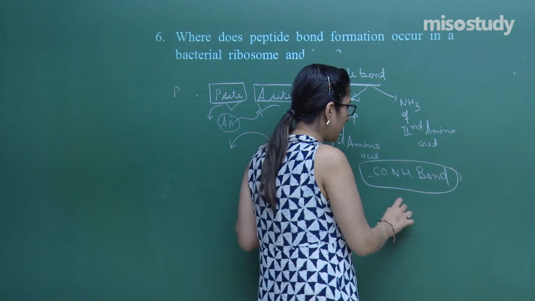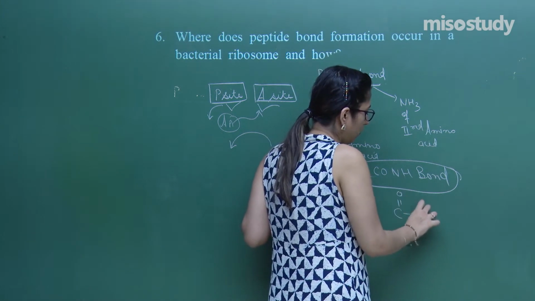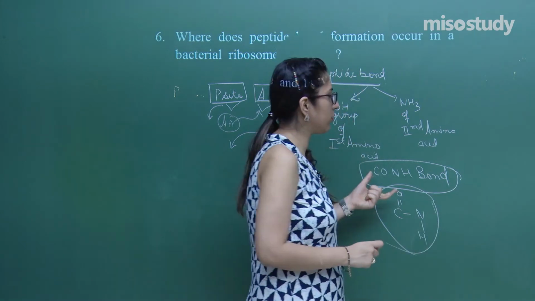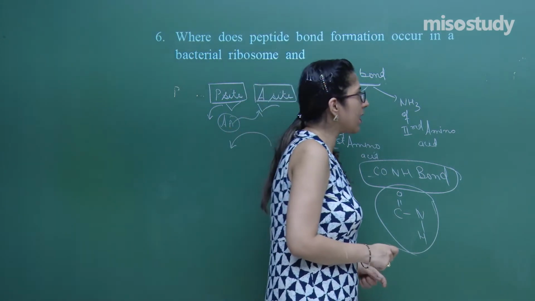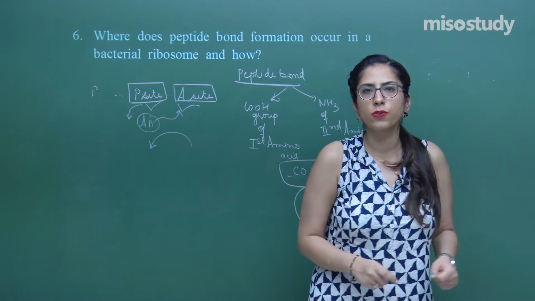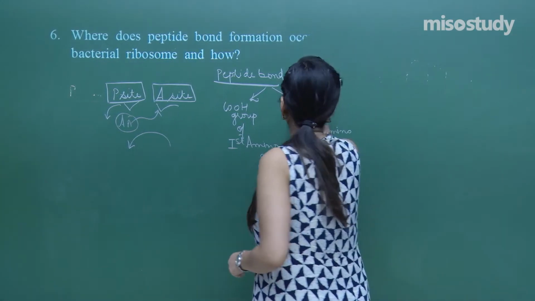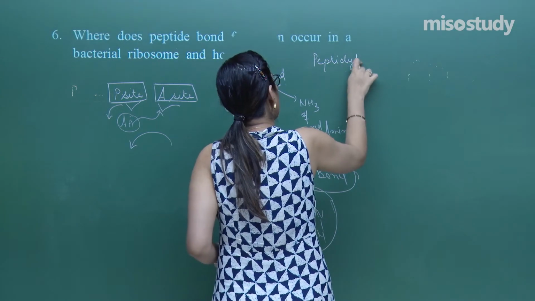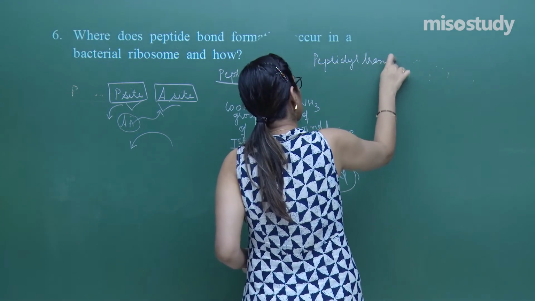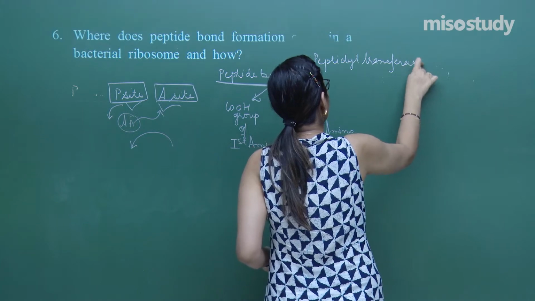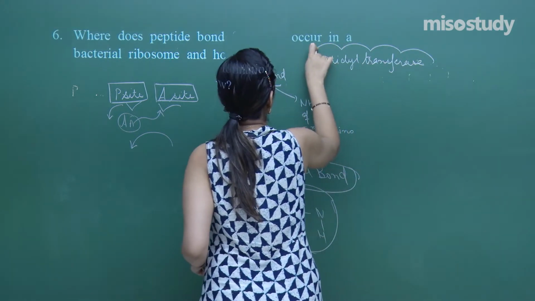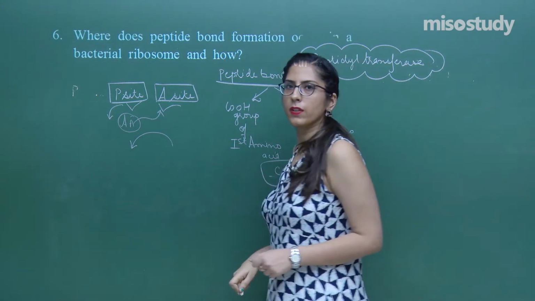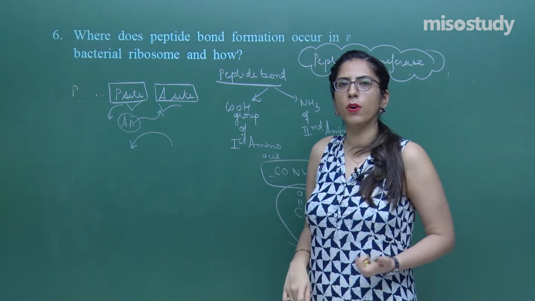Such a CONH bond is formed. This is called a peptide bond. And there is also an enzyme responsible for peptide bond formation, that is called the peptidyl transferase. Peptidyl transferase. Right? This is how the peptide bond is formed.